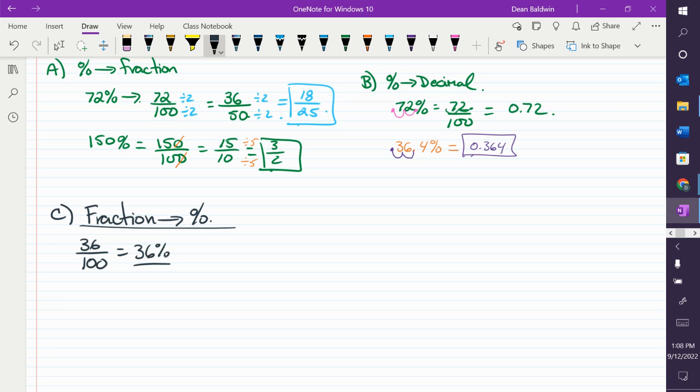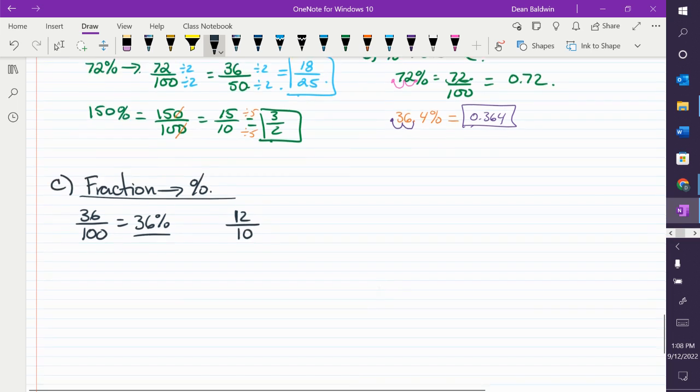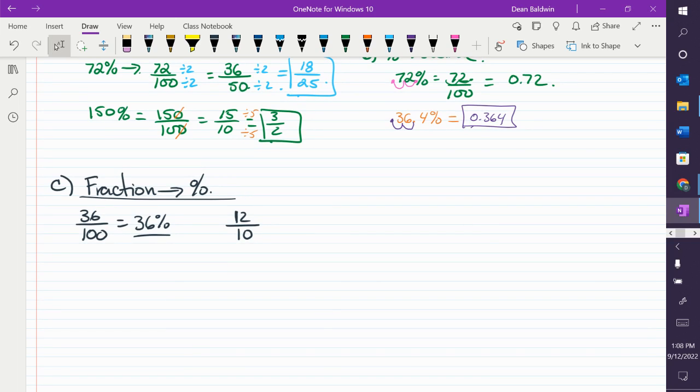But what if it's not out of 100? So let's say 12 out of 10. I don't know how you get 12 out of 10, but maybe you get the bonus. Okay? 12 out of 10. How do I write that as a percentage? Now, it's not out of 100. So you can make it out of 100. What do I need to multiply 10 by to get to 100?